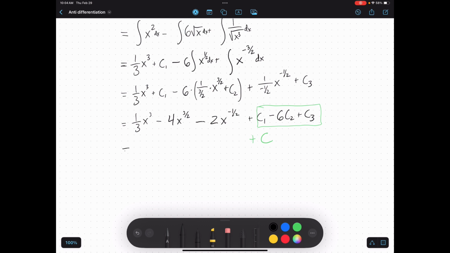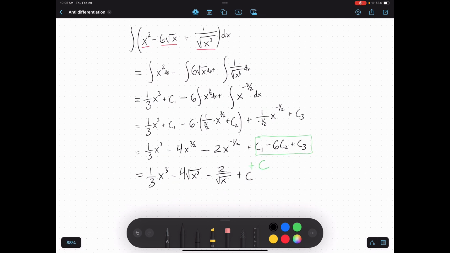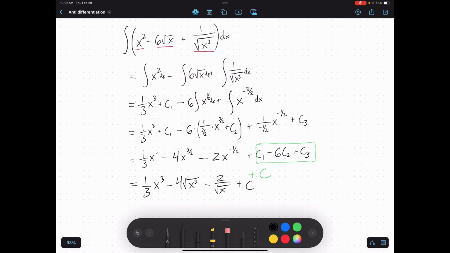So sure enough, what I'm left with is 1/3 x cubed minus 4. I can rewrite this as the square root of x cubed minus, since that's a negative, I'm going to put that in the denominator, 2 over the square root of x plus c. So that constant is arbitrary, which means you don't need to worry about it until the very end.